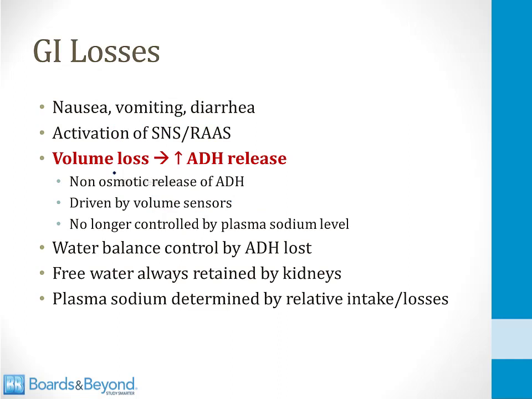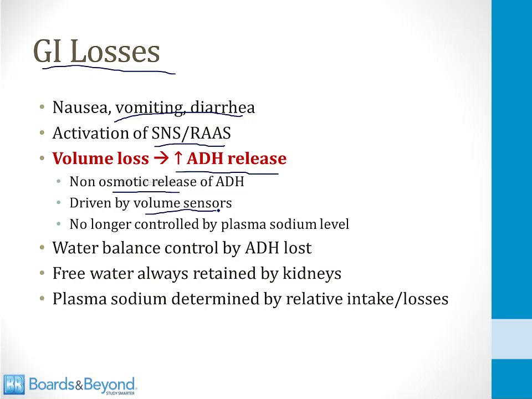I'll finish this video with a couple of clinical correlations of sodium and water balance, and the first one is GI losses. So patients who have nausea, vomiting, and diarrhea have GI losses of salt and water. This leads to contraction of the effective circulating volume and activation of the sympathetic nervous system and RAS systems. In addition, the volume loss leads to ADH release. This is that non-osmotic release of ADH. It's driven by volume sensors, not plasma osmolality sensors.